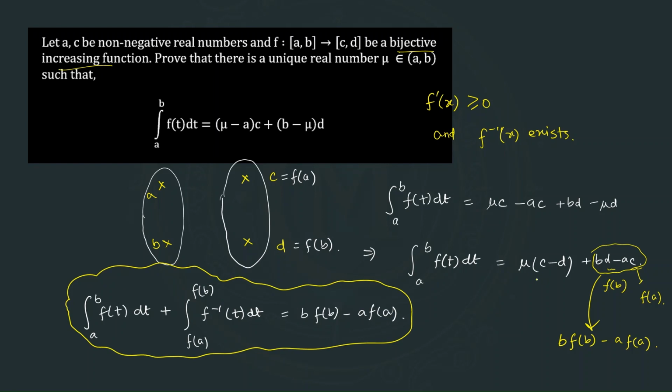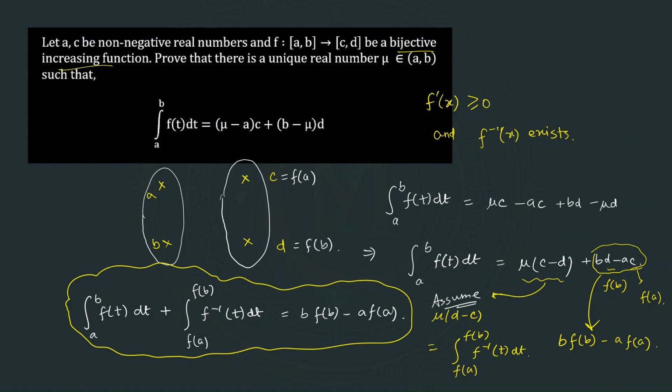Now we focus on this relation. So can we tell by direct comparison that this mu times c minus d, if we take it in the left hand side, will become mu times d minus c? It has to be equal to integral f of a to f of b f inverse t dt. Let us assume this value of mu here. So this is our assumption. Assume mu times d minus c is this integral. So mu is basically a constant, which is obvious because this integral, definite integral, is a constant value.